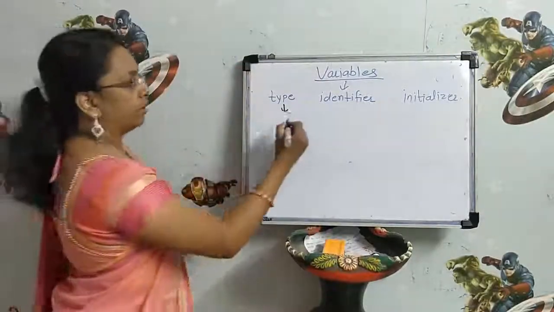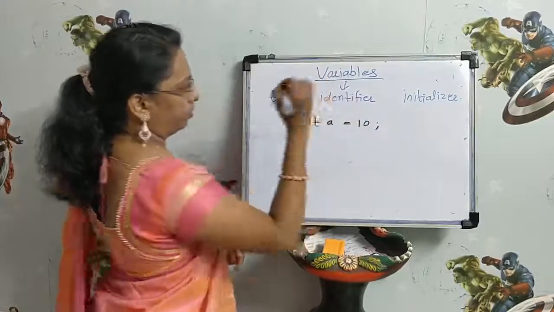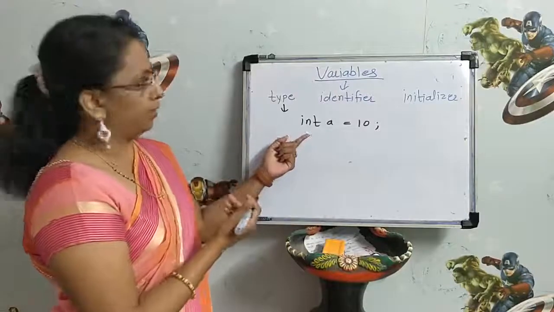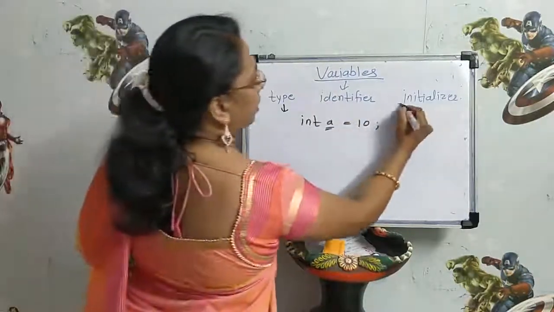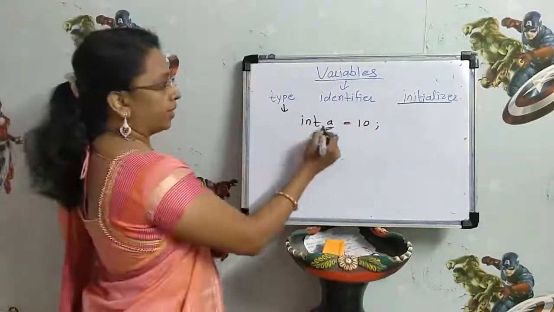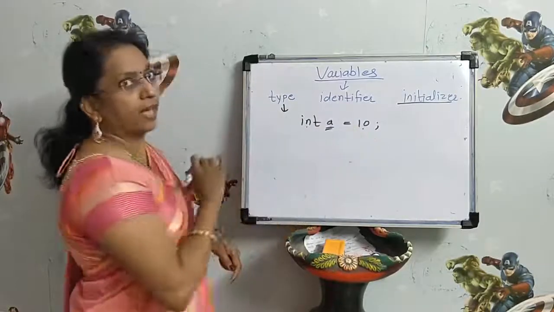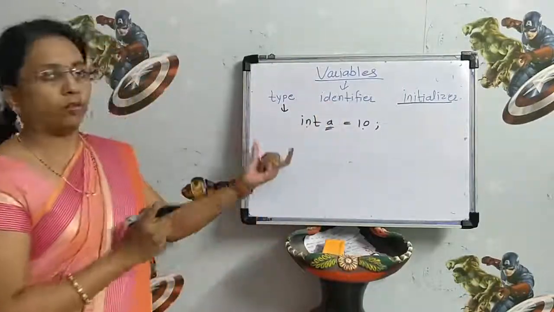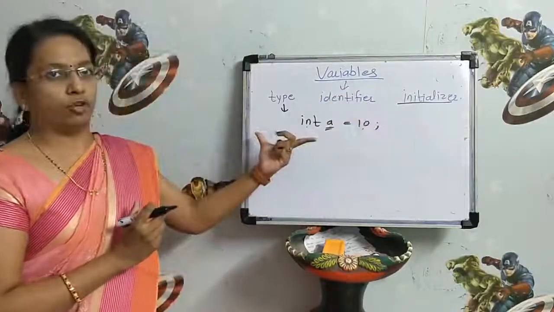For example, if I write int a = 10, here the type defines this as an integer, what type of data it is. Identifier means the name of the variable, and initializer means I am initializing some value to this variable. So here I can say that a is a variable of type integer which has the value 10. This is the general form of how I define a variable along with the type, identifier and initializer.